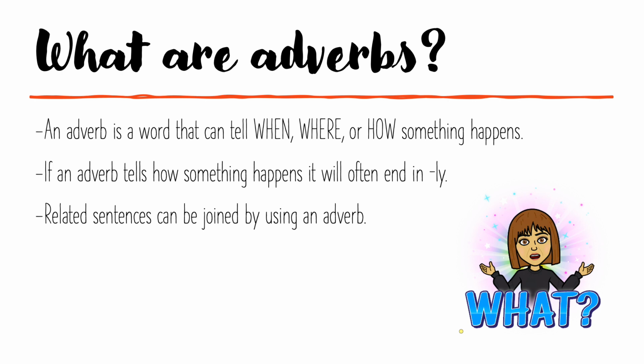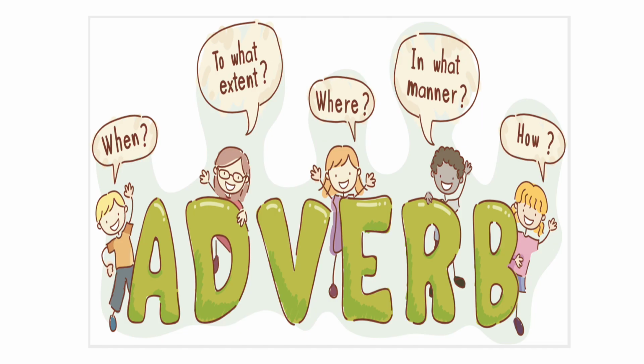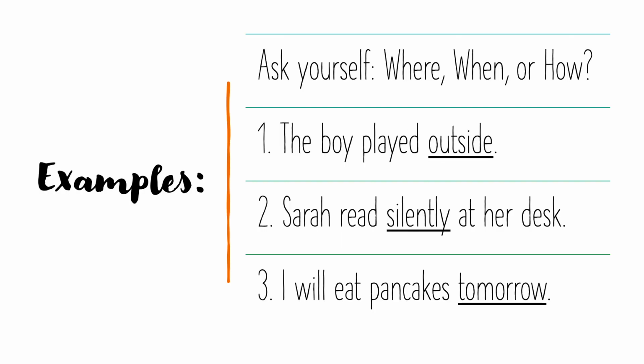Let's move on to the next slide so you get a better idea of what I'm talking about. On this slide, I just provided a little image that further explains what adverbs are. An adverb can explain when or to what extent, where, in what manner, or how. Let's go over these examples I provided for you. After we read each sentence, we need to ask ourselves, is the underlined word explaining where, when, or how something happened? So let's look at number 1.